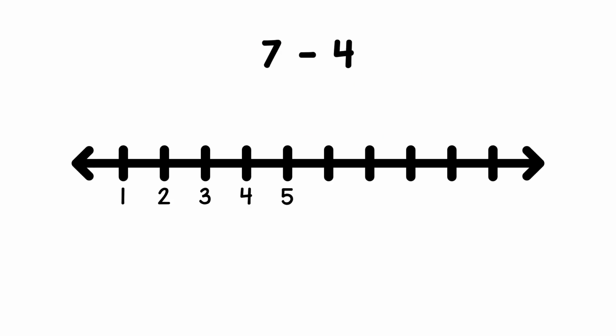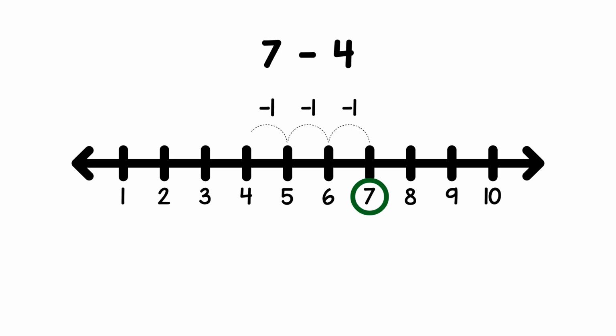Now try to solve the same problem, 7 minus 4, on a number line. Circle the minuend, the 7, on a number line labeled with helpful benchmark numbers. Next, count back 4 spaces by drawing one jump at a time along the top of the number line.